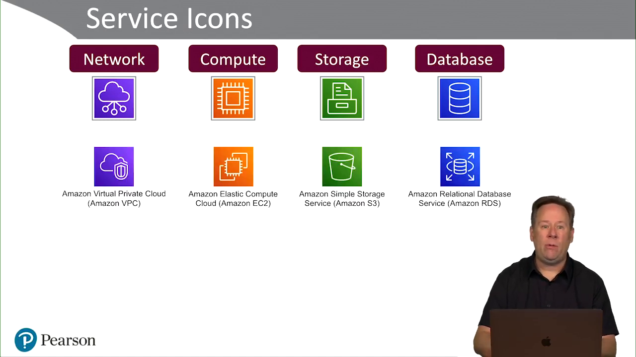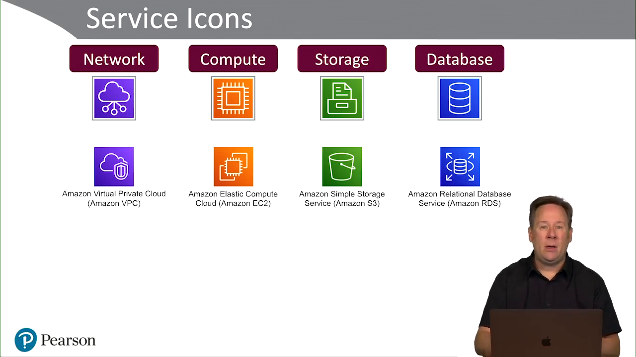Within these categories, we have service icons. These represent actual services, service API endpoints that are hosted by AWS. In our network category, we have the VPC service. In the compute category, we have the EC2 service. In the storage category, we have S3, and in the database category, we have RDS.